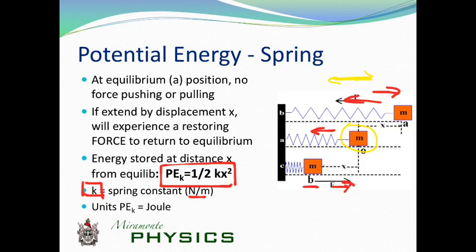So if you want to know how much energy is stored in a spring, go 1/2 times K, that's the spring constant, times x squared. And x represents that distance that has been separated from the equilibrium position. So if you pull it 3 centimeters, that's going to be your x value. Okay, so we'll look at an example problem.